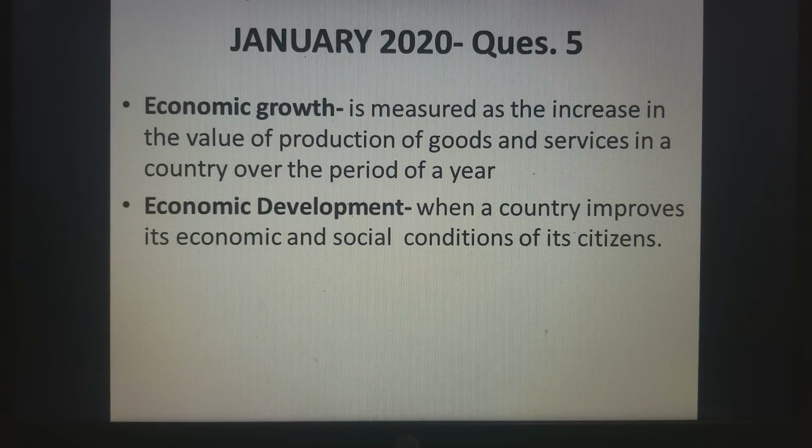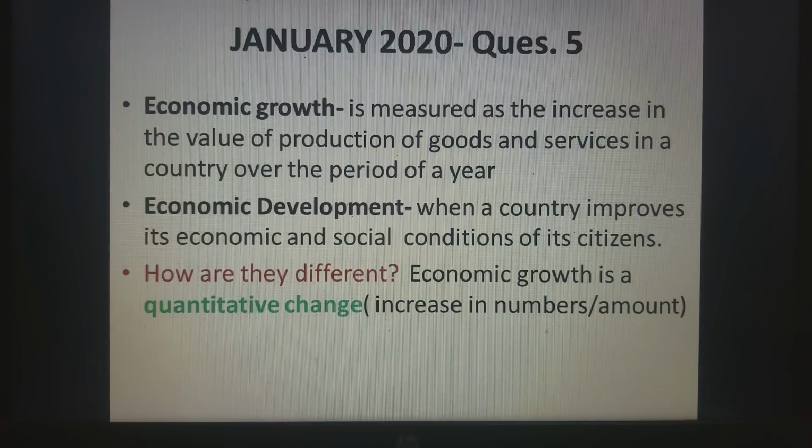What is development? Development is when a country improves the economic and social condition of its citizens. So when there is improvement, the key words in these 2 statements: 1, economic growth speaks to increase. Yes, increase, movement from one figure to a higher one. So move from 5 to 10, that's an increase. Move from 3 to 4, an increase. Economic development has to do with the qualitative improvement in the economy.